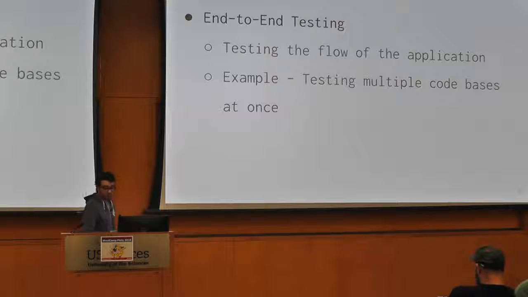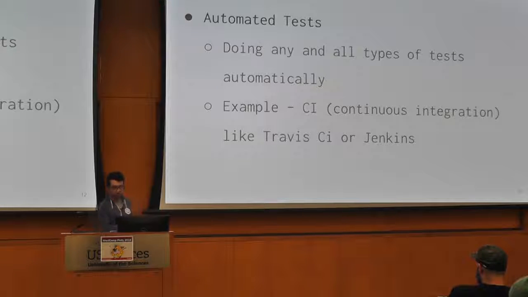Luckily, the previous talk covered all of this, so just rewatch that video. Automated testing, also covered by the previous talk. Doing any and all types of testing automatically, that's basically all it means. People use Travis CI or Jenkins. The previous talk used Circle CI, which is another great tool.